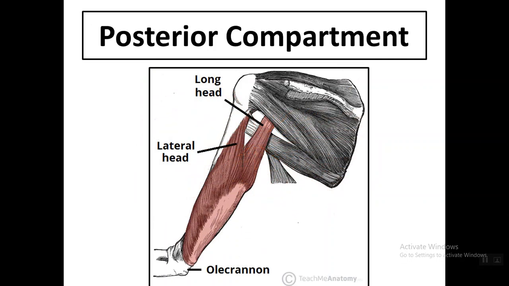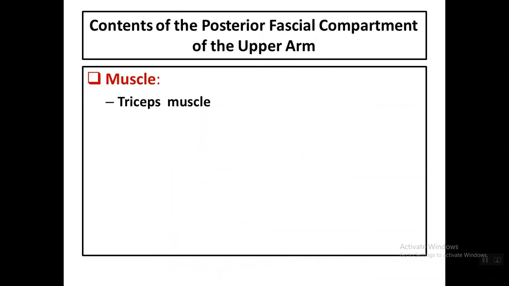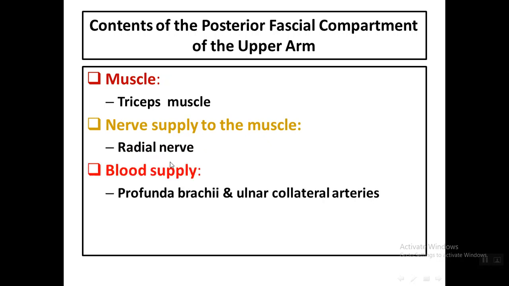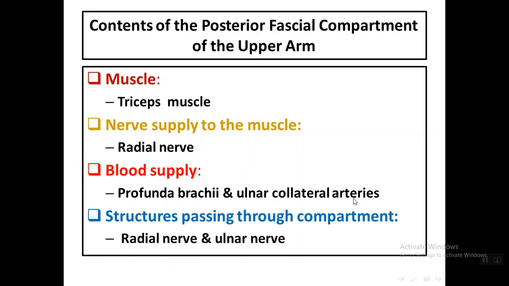Posterior compartment of the arm, or the extensor compartment. Also, it contains muscle, nerves, blood vessels, and structures passing through. What are the contents of the posterior fascial compartment of the upper arm? The muscle is the triceps. Nerve supply to the muscle is the radial nerve, while blood supply is by the profunda brachii and the ulnar collateral arteries. The structures passing through the posterior compartment are the radial nerve and the ulnar nerve.